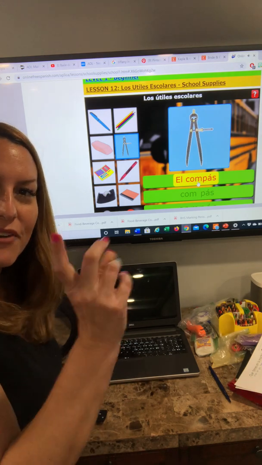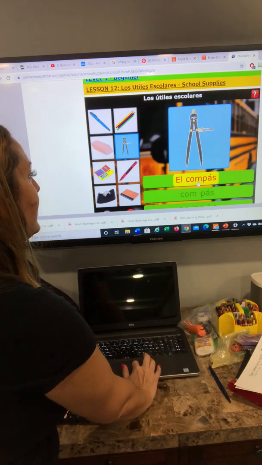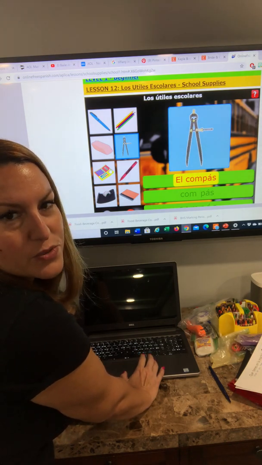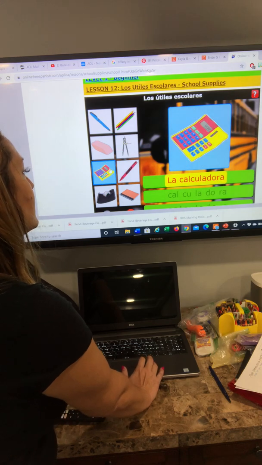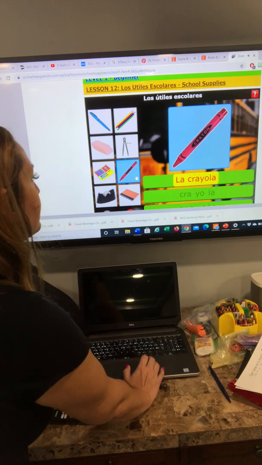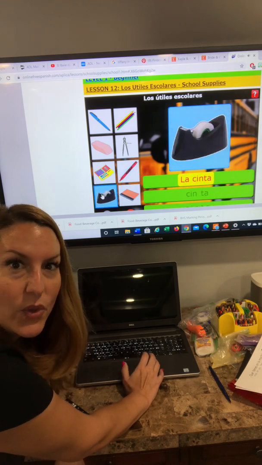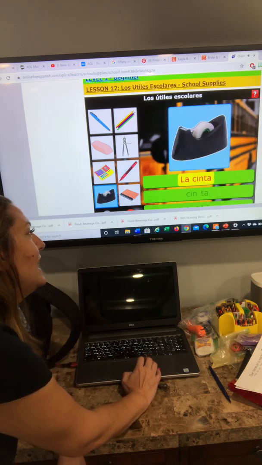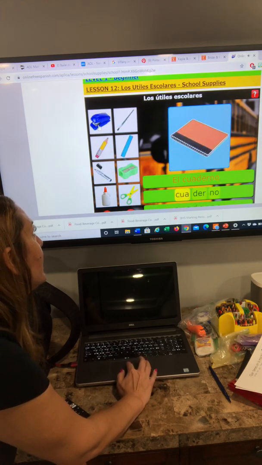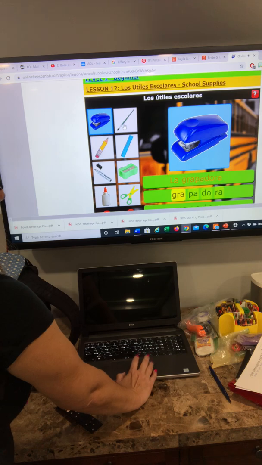This one's a hard one to say, but it looks just like English, so I also don't ever make you guys learn this one because it's kind of obvious. Ready? La calculadora. Next one. La crayola. La crayola looks just like Crayola. La cinta. El cuaderno. La grapadora. Ooh, this one.